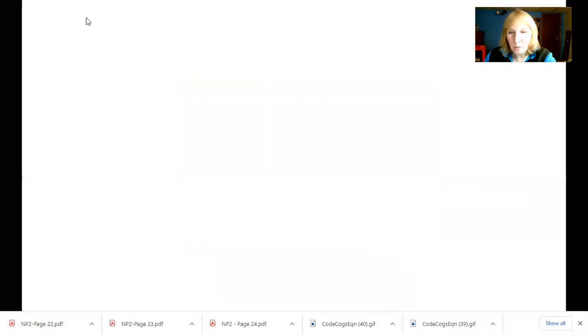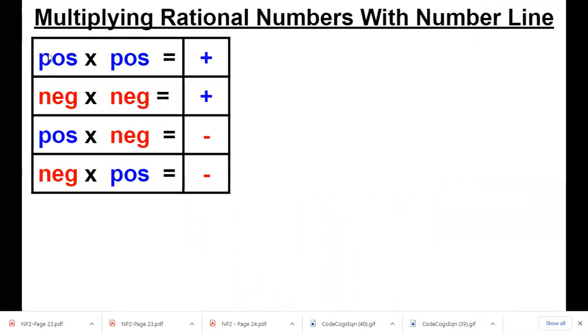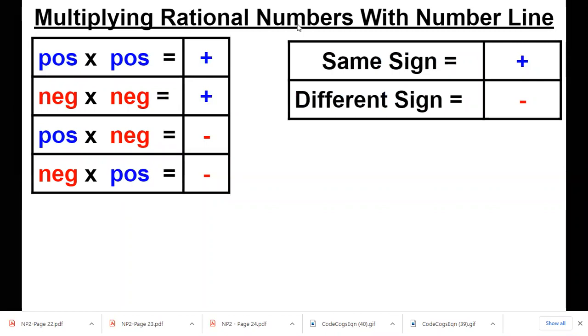Okay, let's take a look at the rules. I'm going to minimize myself so you have the full screen. If you remember the rules, positive times a positive is equal to a positive answer. A negative times a negative is equal to a positive answer. Careful on that one. A lot of people get that one messed up. A positive times a negative is equal to a negative, and a negative times a positive is equal to a negative. We can sum that all up by saying same signs, the answer is positive. Different signs, the answer is negative.